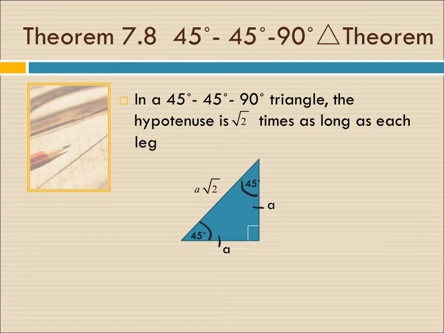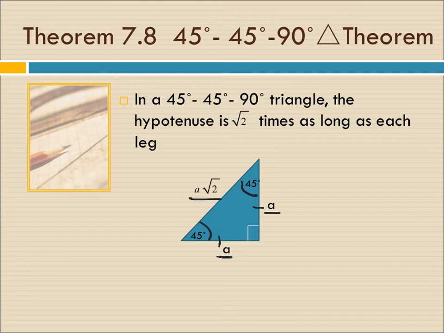Now, notice on the sides of my triangle, I have the letter A and I have a square root 2. So what this means is that if the two legs have a length of A, then the hypotenuse is going to be whatever the leg length is with square root 2 behind it.